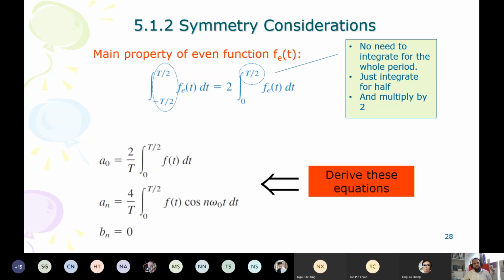And this shows that for an even function, the best part is, b n is 0, and a naught is 2 by T times the integral from 0 to T by 2. And a n is also 4 upon T times the integral from 0 to T by 2. So we're just doing it for the half period, and multiplying by 2. You can derive these equations, and I would encourage you to do that.